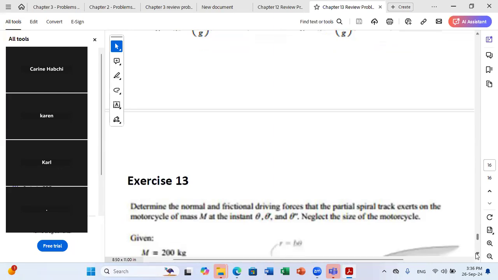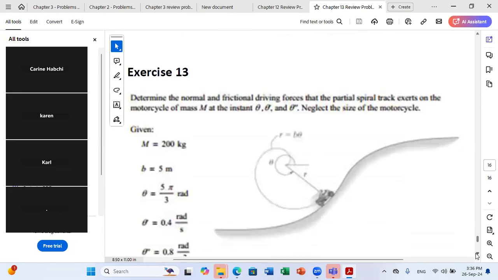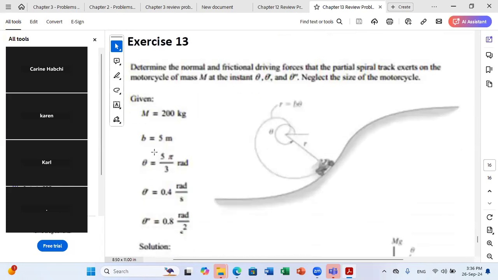Let us look at our figure. They gave us information about the angle. And for this angle, what is the angular velocity and what is the angular acceleration? And we want to find the normal and frictional driving forces acting on the motor. So first, let us draw the free body diagram of forces. We have the weight.